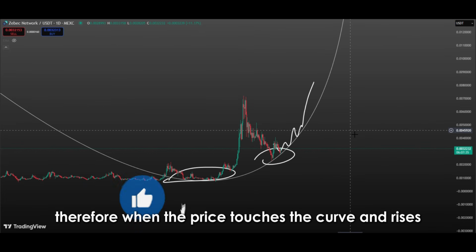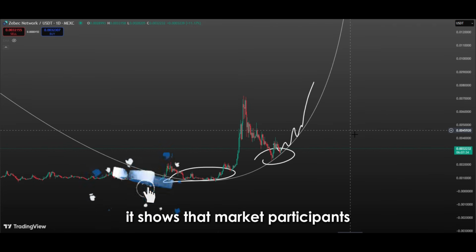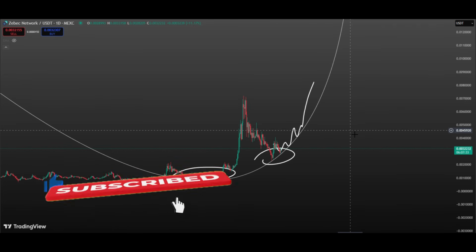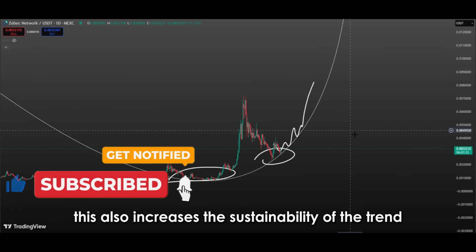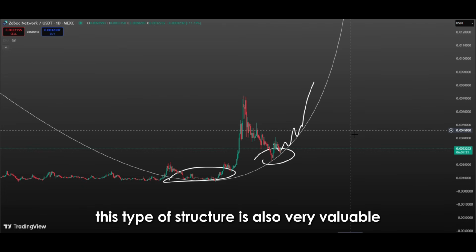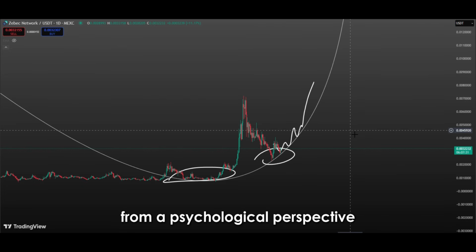Therefore, when the price touches the curve and rises, it shows that market participants agree on a common view and that confidence continues. This also increases the sustainability of the trend, as such structures prevent sharp drops and allow the price to rise steadily. This type of structure is also very valuable from a psychological perspective.